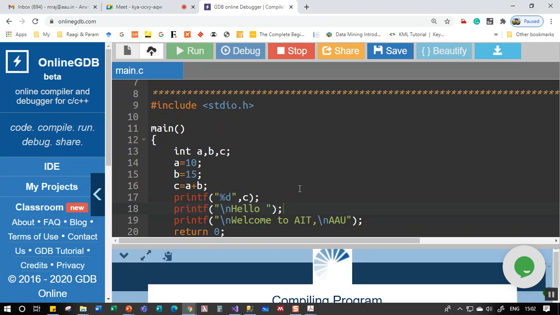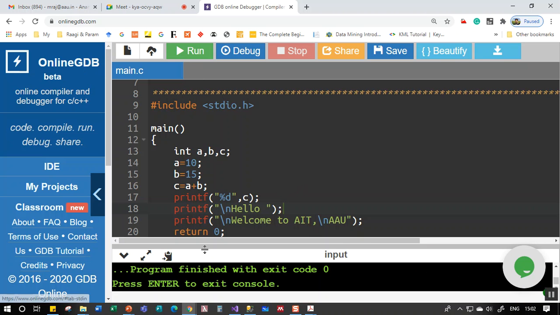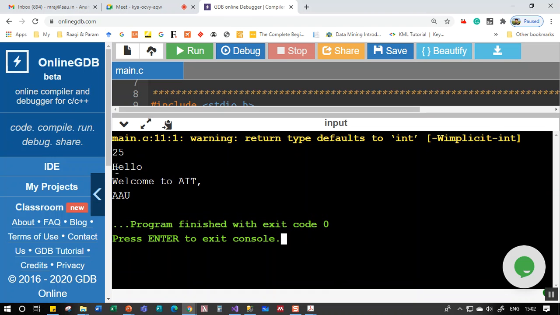If I run this program, I will get my desired output 25. 25 hello, welcome to IIT AU.